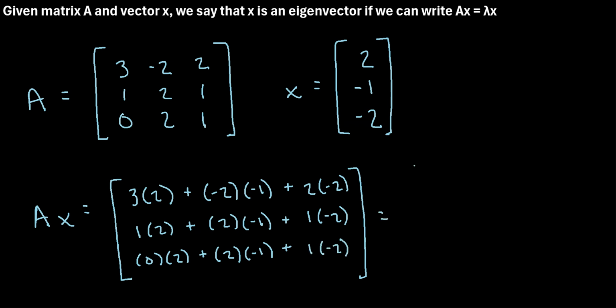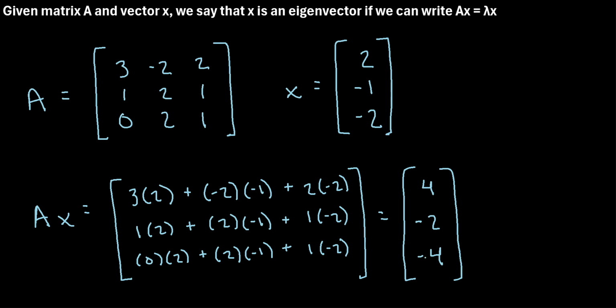So let's see what we get. 3 times 2, that's 6, plus, this is a positive 2, so 6 plus 2 is 8, minus 4, we get a 4 right here. Here we have 2 plus a negative 2, that's 0, plus a negative 2, so we get negative 2. And then in the last row, we get 0 plus a negative 2, so negative 2 plus a negative 2, that's a negative 4. So when we do A times x, this is what we get.